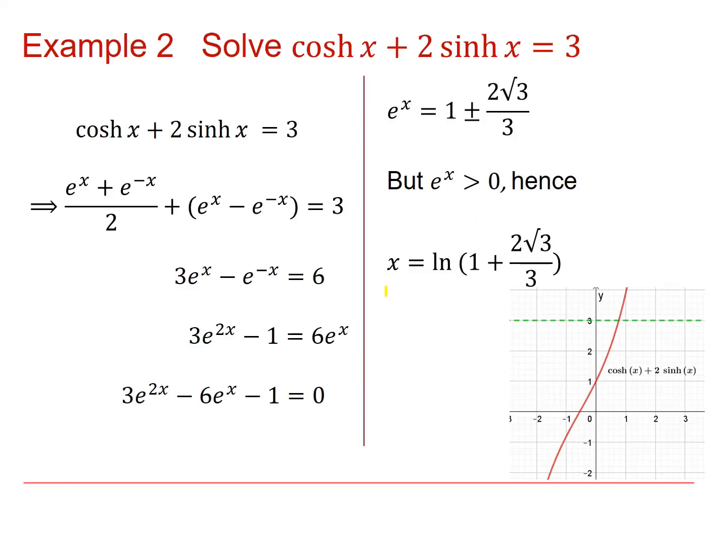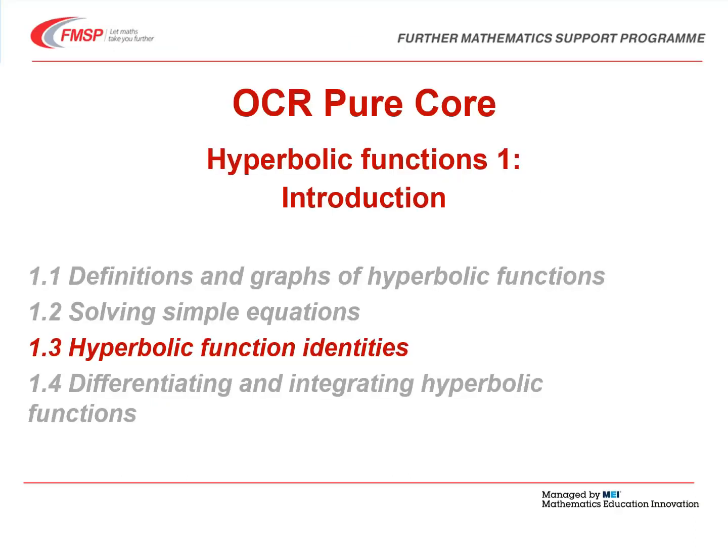Again, there's the algebra worked through down to our quadratic, and there's the single solution because e to the x has to be greater than 0, and on the graph you can see there's only one point of intersection and hence only the one solution. The next video in this sequence is 1.3, hyperbolic function identities.